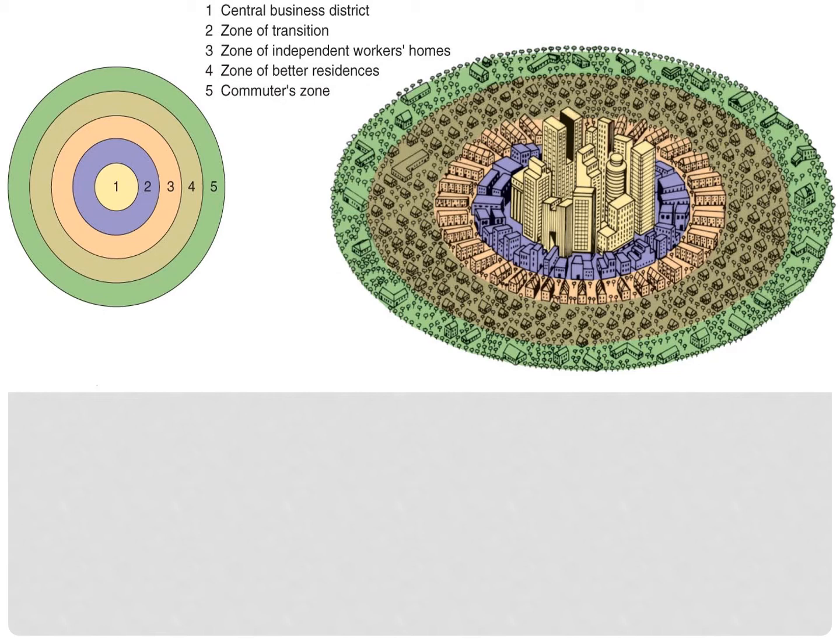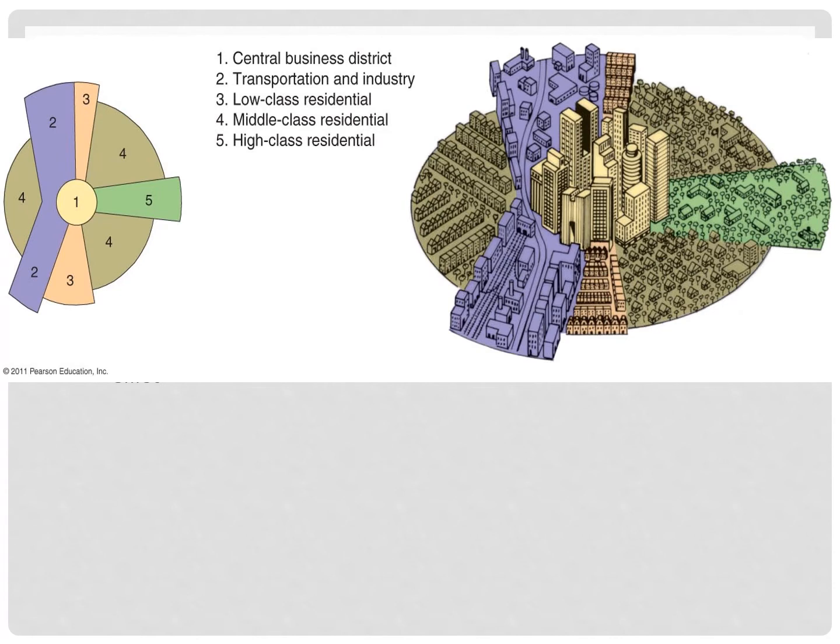The zone of independent workers are the blue-collar workers and often second-generation immigrants, and we tend to see ethnic neighborhoods in this zone. Zone of better residences are the middle class, and the commuter zone are the wealthiest residential areas. The next model is the sector model, created by Homer Hoyt, who looked at economics more than sociology.